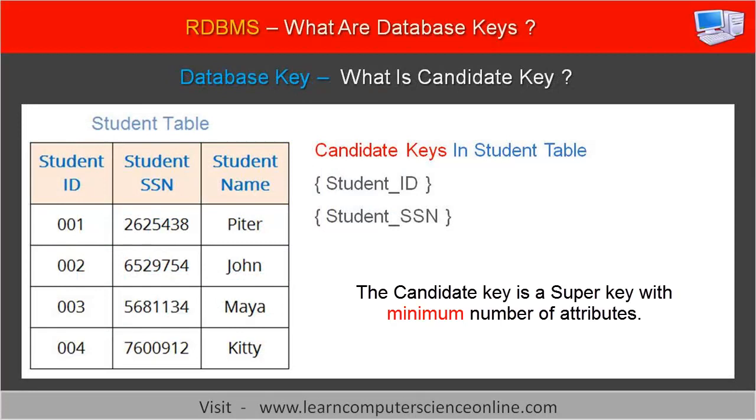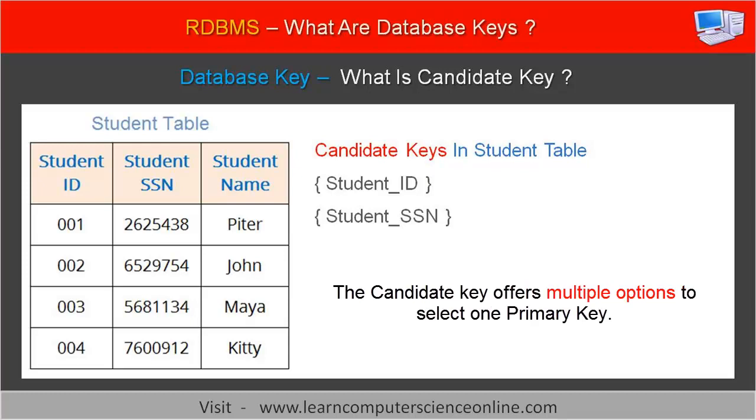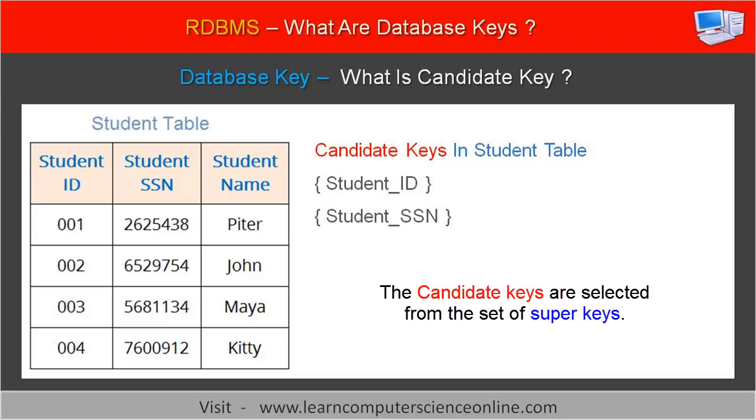The term candidate key is defined as a superkey with minimum number of attributes. In other words, we can also define a candidate key as a superkey without any redundant attribute. The main purpose of the candidate key is to offer multiple options to the database designers so that suitable primary key can be selected. The candidate keys are selected from set of superkeys with minimum number of attributes.